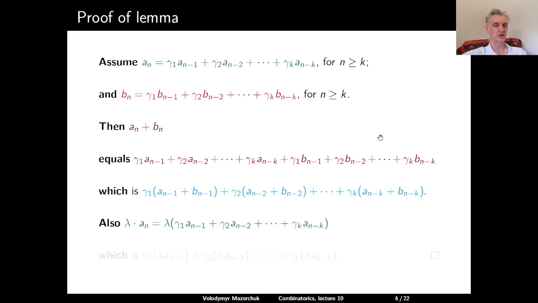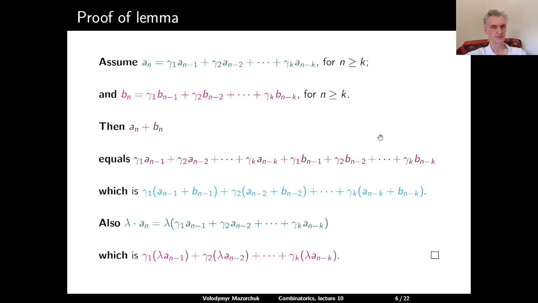Similarly, if we consider lambda times A, so lambda times a_n, using our recurrence, can be written as lambda times (gamma 1 a_{n-1} plus and so on plus gamma k a_{n-k}). And again, we can rearrange this expression into gamma 1 times lambda a_{n-1} plus and so on plus gamma k times lambda a_{n-k}, which exactly shows that lambda times A is also constant recursive with the same parameters.